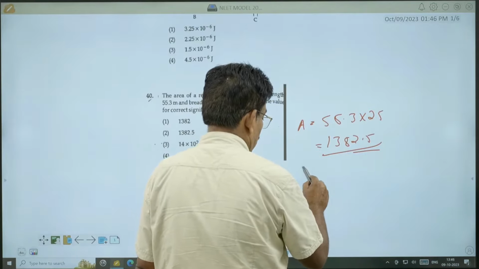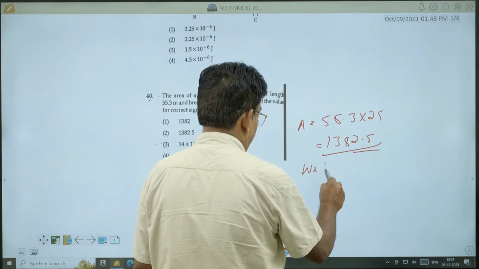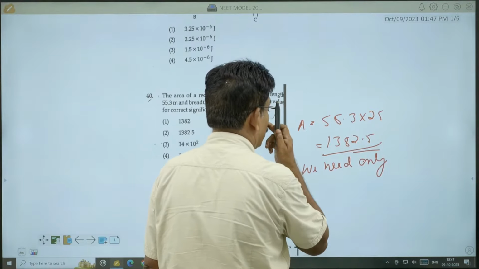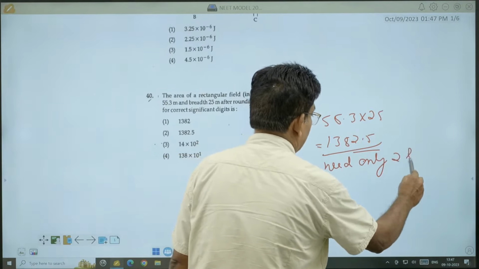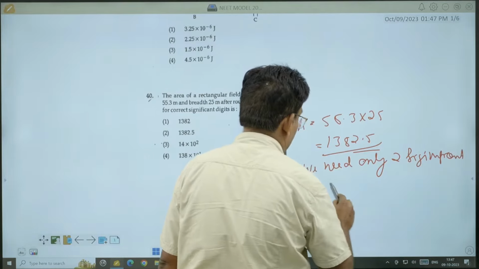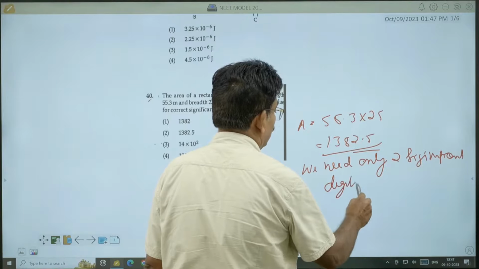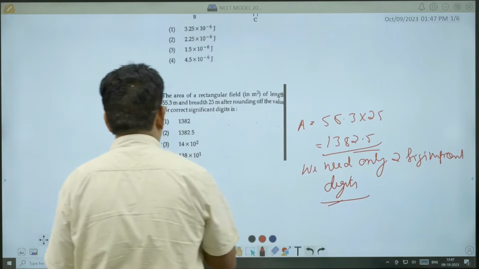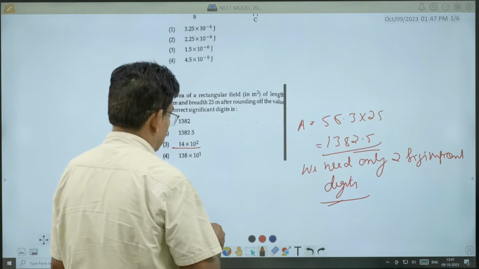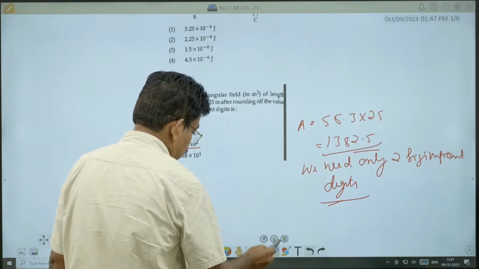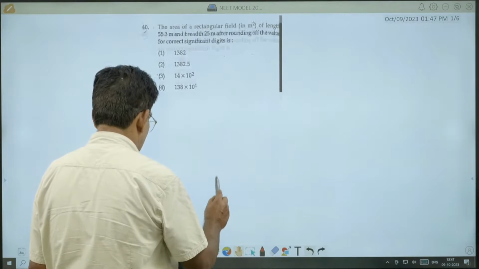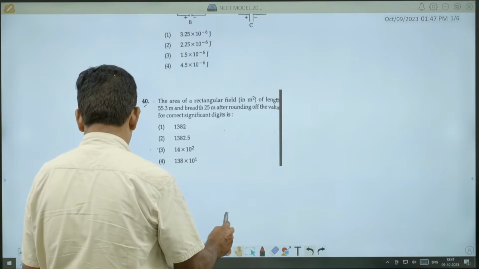But according to the rule we need only 2 significant digits. The result should have as many significant digits as in the component having the minimum number. We need 2 significant digits only. So we have to round it off to 2 significant digits. Answer is coming to be 14 into 10 to the power 3. So option 3 is the answer. So direct question. Next question.